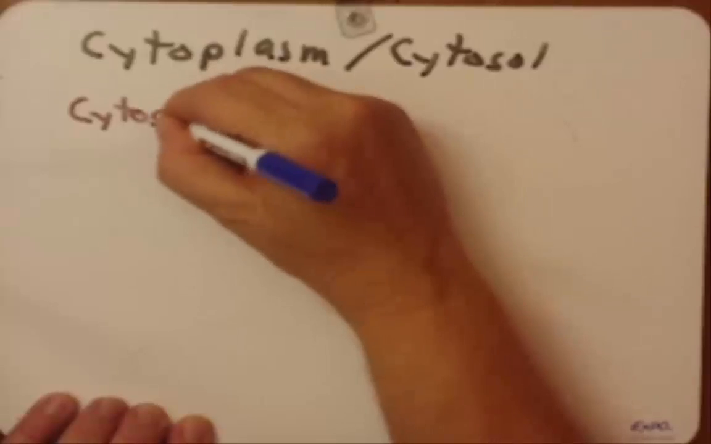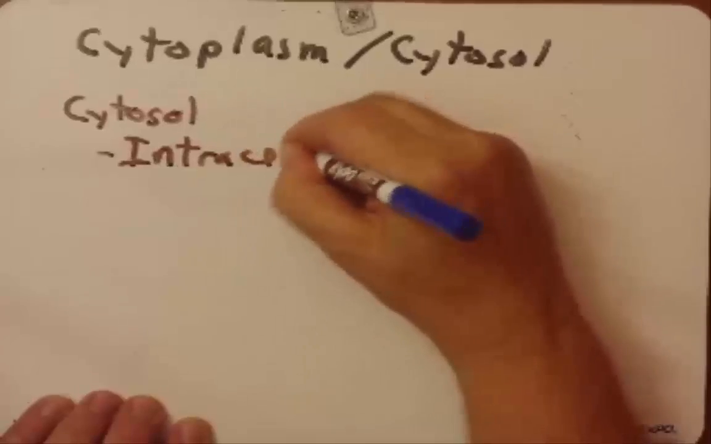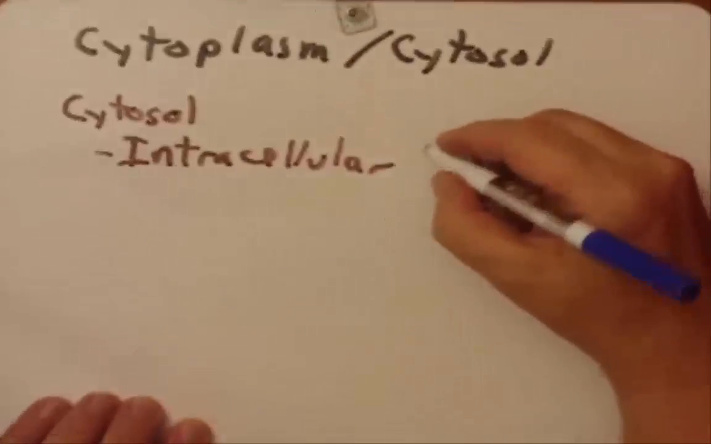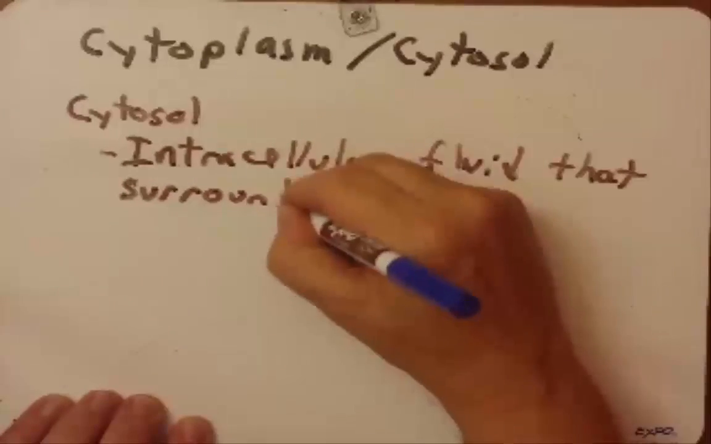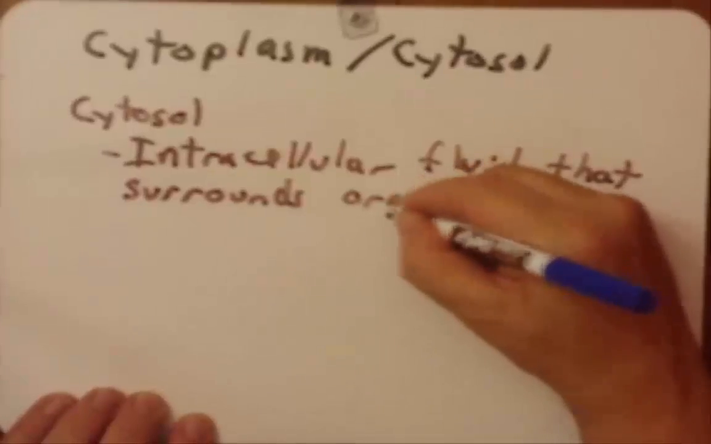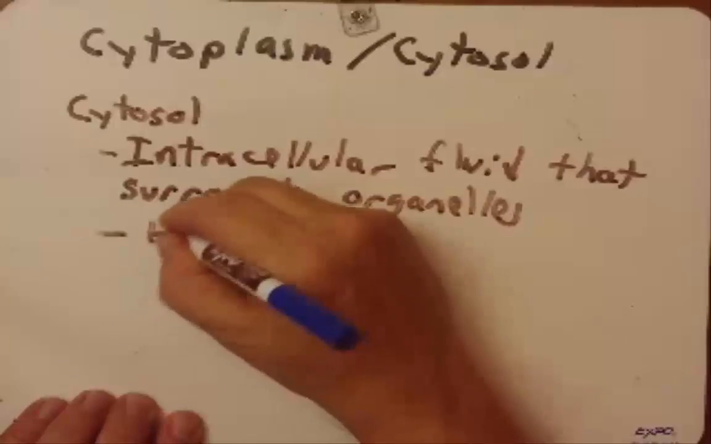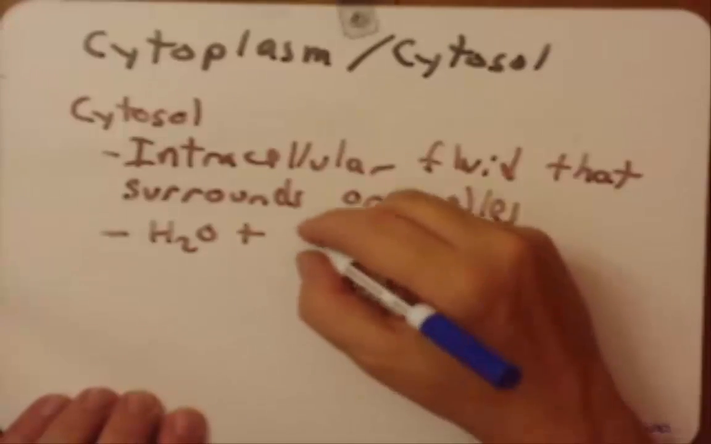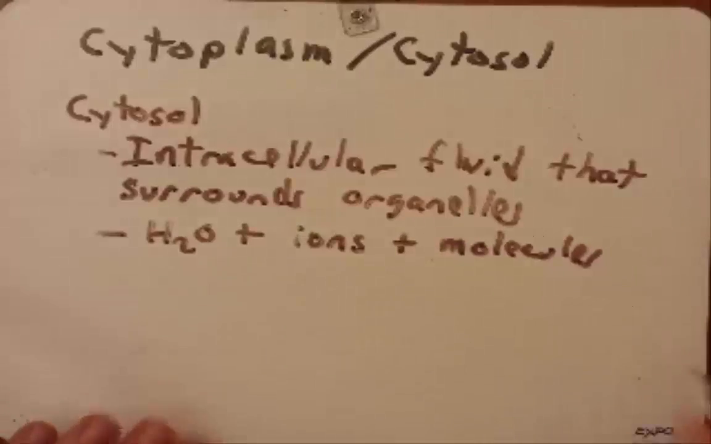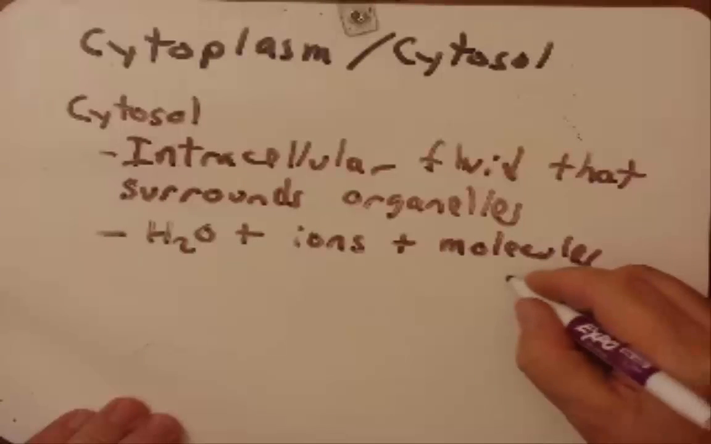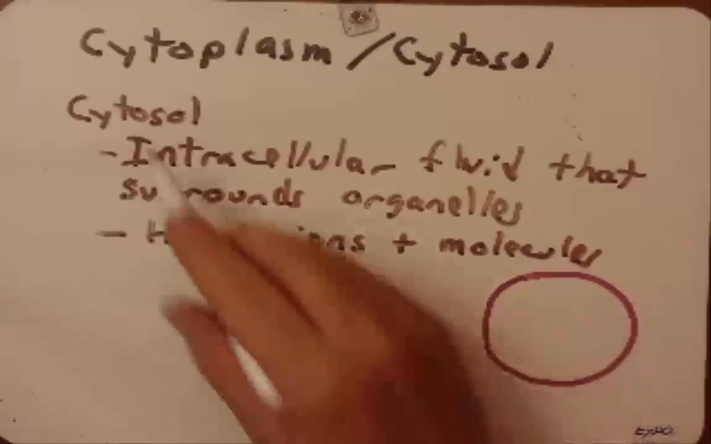So the cytosol is the intracellular fluid that surrounds, or you might say bathes, the organelles. Most of this is going to be water plus various ions and molecules that have been dissolved in the water. So for instance, if I were to draw a cell here, if we just looked at the inside of the cell, we would call that the cytosol.